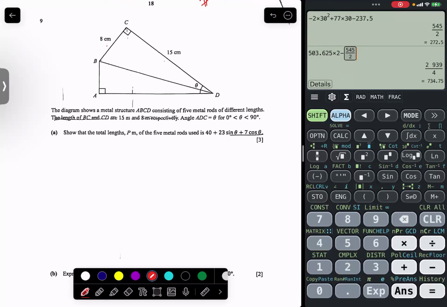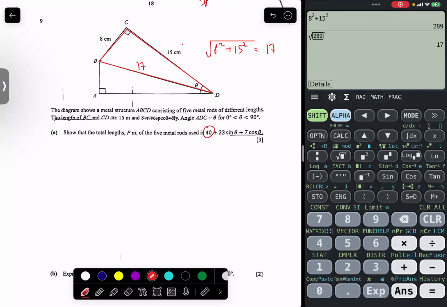Now we have 8 and 15. Being good with Pythagoras will tell you that if you have 8 and 15, you get 17, since 8 squared plus 15 squared, square rooted, gives 17. So this part is 17, this is 8, this is 15. This gives you all your 40. So out of the formula you're already done with the 40, and now you want to prove the others.